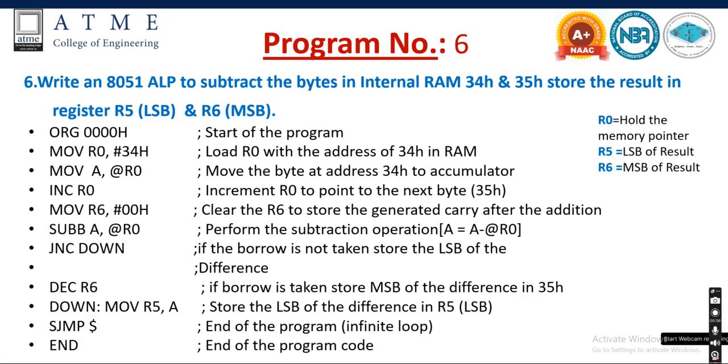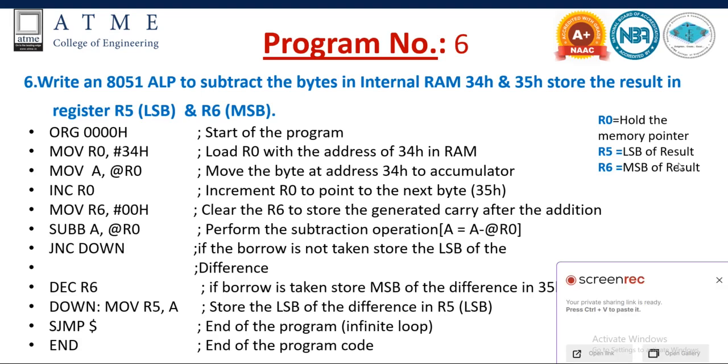In this program I am going to use the registers R0, R5 and R6. The R0 register is used to hold the memory pointer. R5 is used to hold the LSB byte of the result, and R6 is used to hold the MSB byte of the result.